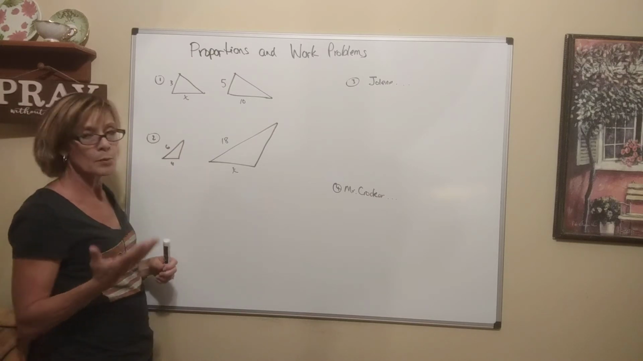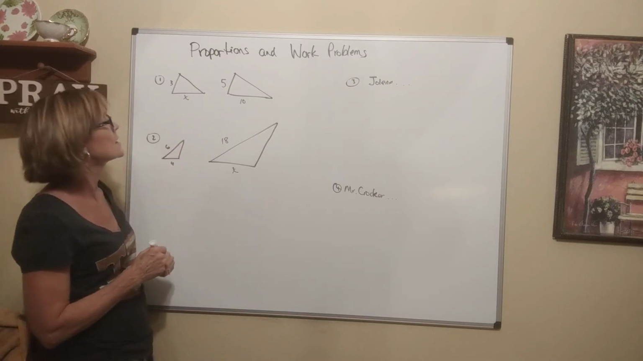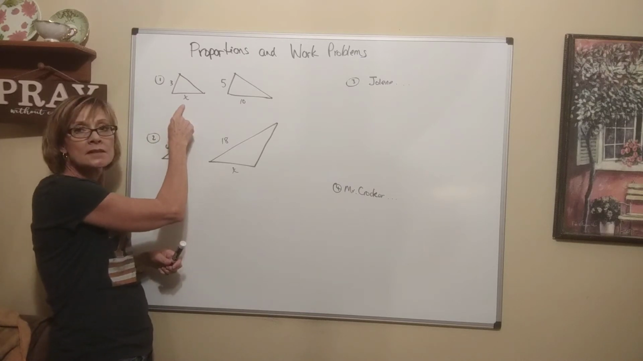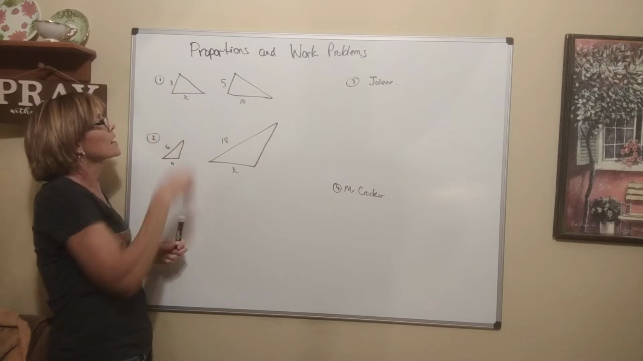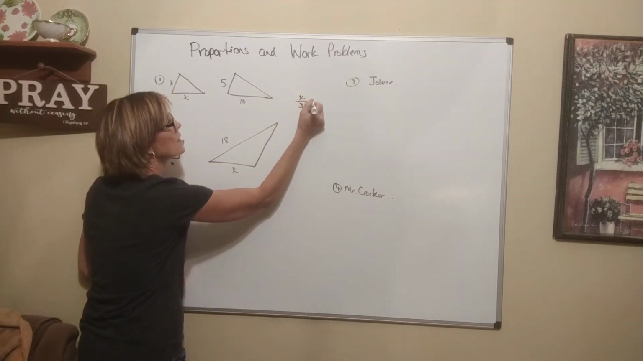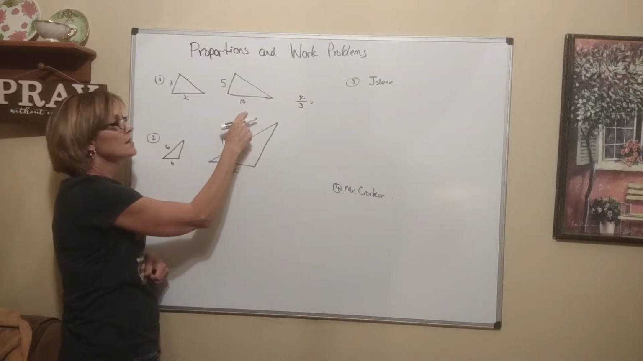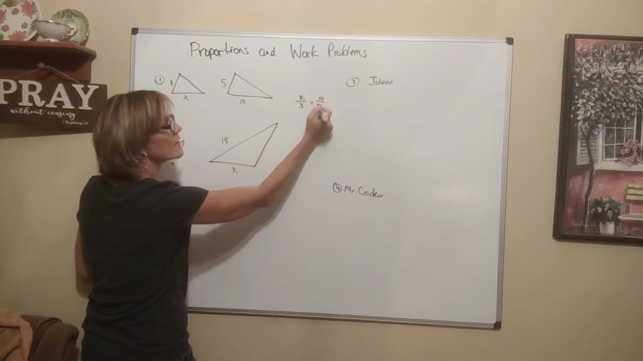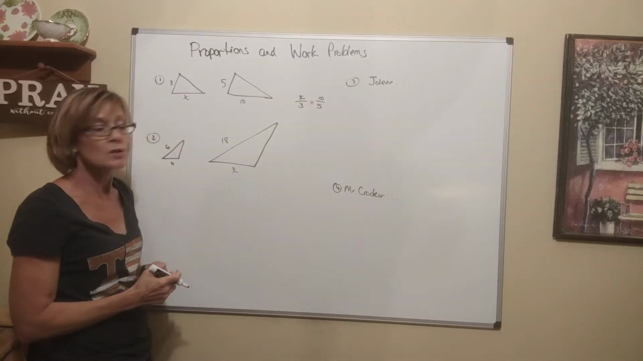So we can set up a proportion. Here's a good proportion we could set up. For number one, we could say this side, x, is to this side, 3, as this side, 10, is to 5. That is called a proportion, and that's a good one to set up.